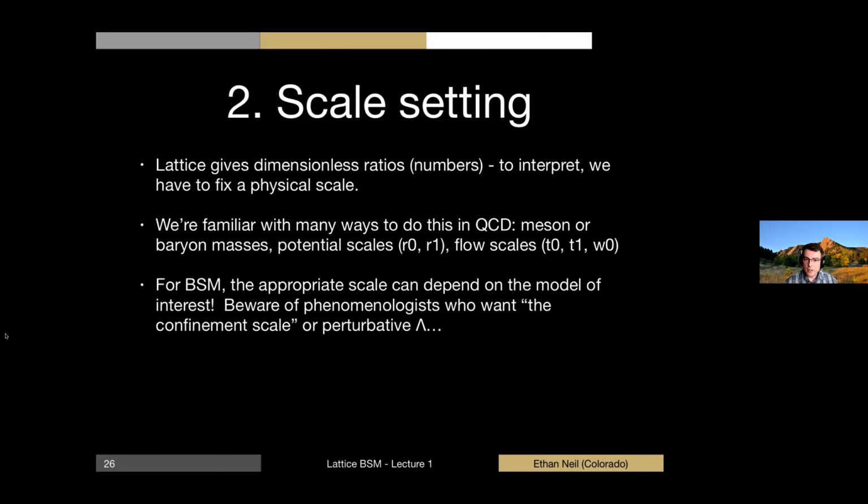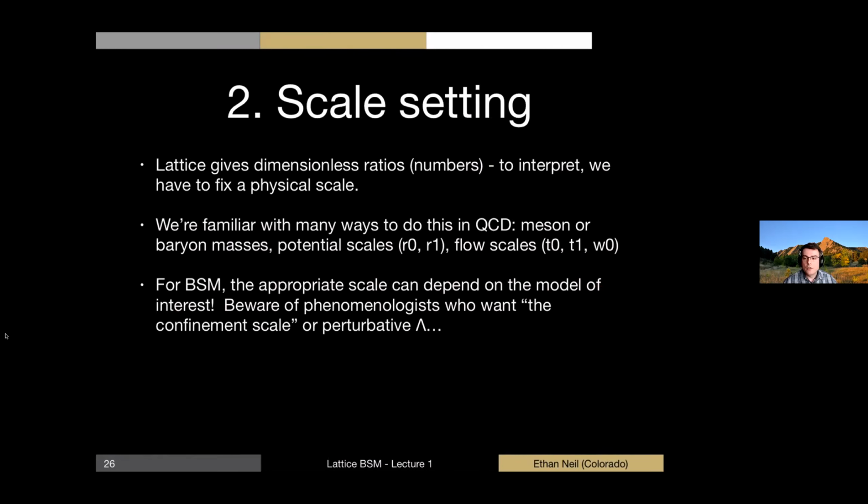We can use meson or baryon masses. We can use some of the more conventional lattice scales, potential scales like R0 and R1, scales defined from gradient flow. And in QCD, these are generally equivalent. You may have your own reasons for picking one of these particular scales, but they all do the same job. If you're connecting to a beyond the standard model theory, you may actually be forced into using a particular scale, or there may be a particular scale which is especially convenient. So the appropriate scale depends strongly on the model of interest.